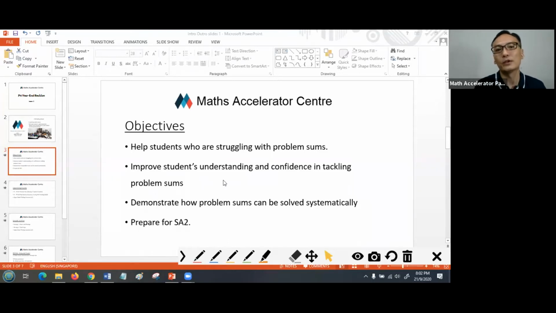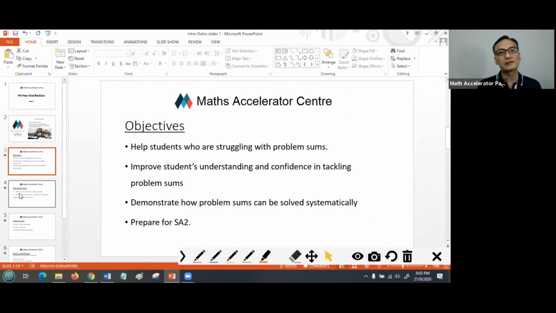First of all, we want to help students improve their understanding. Next, we want to boost up their confidence in tackling problem sums. Now, we're going to show you in the next hour how to solve problem sums in a systematic manner that you can remember, and repeat the whole process even when you're facing similar questions in SA2. That will help you prepare better for the final year exam.